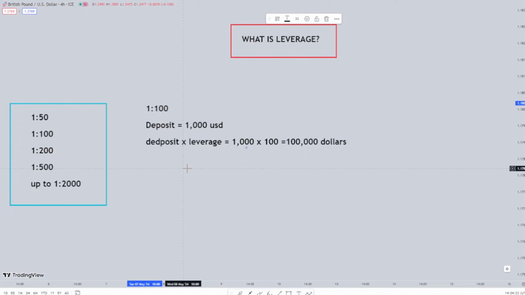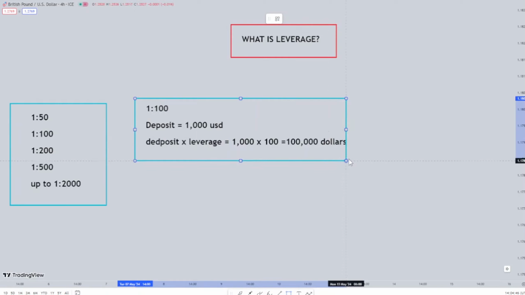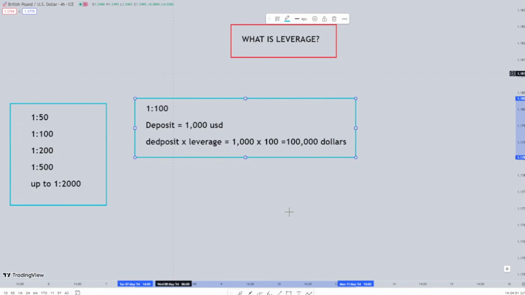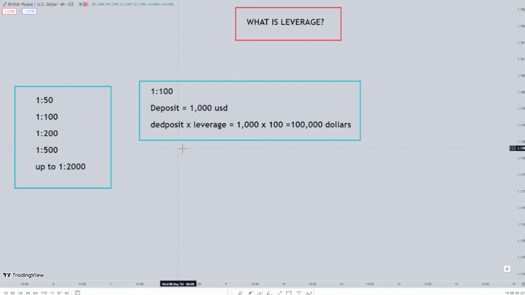Now let's see how leverage really helps us in our trades. Still using the leverage and deposit amount from our example, let's say you want to buy GBP USD. With this account we just created, which we funded with $1,000, we want to buy GBP USD.